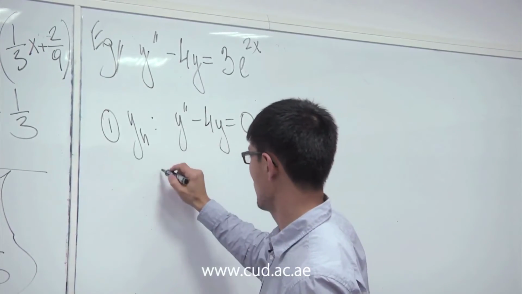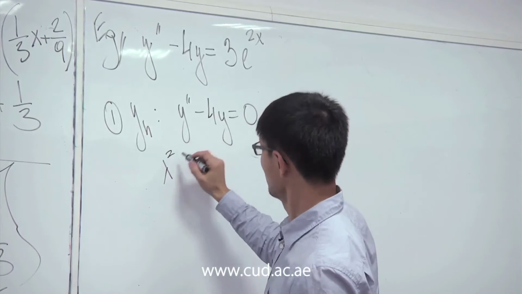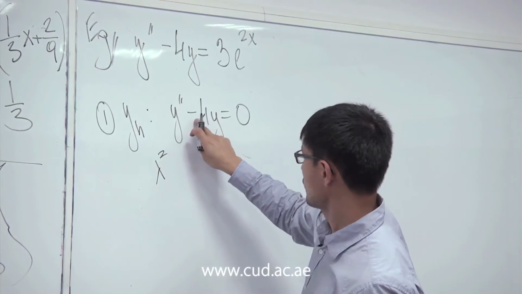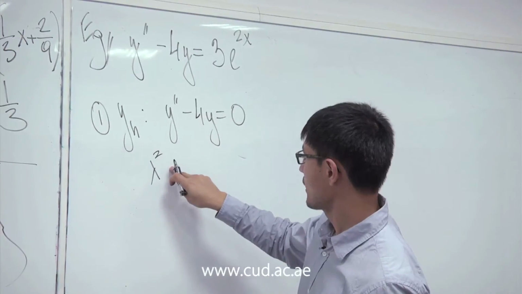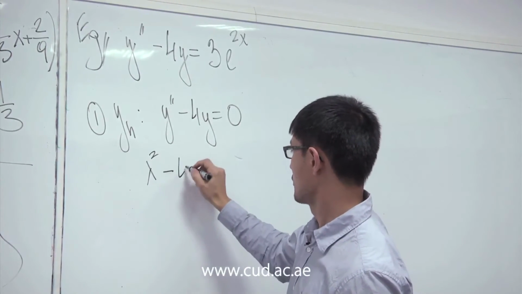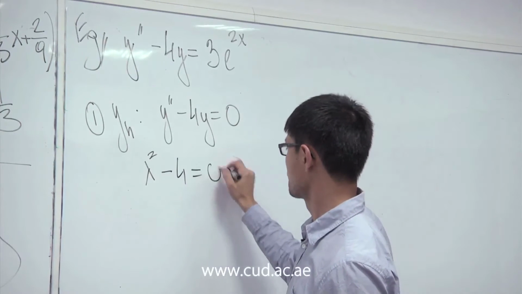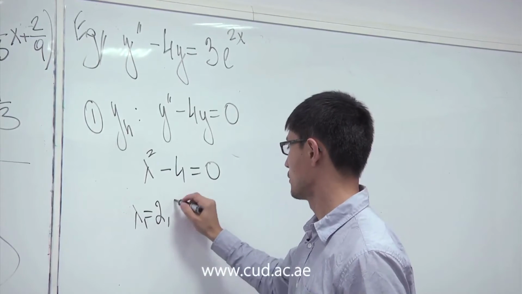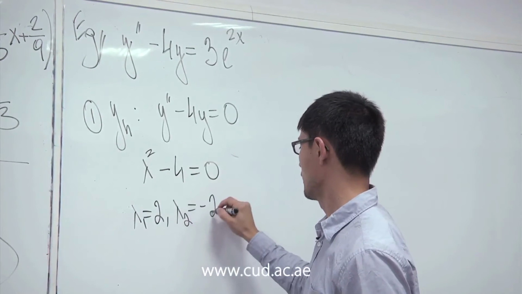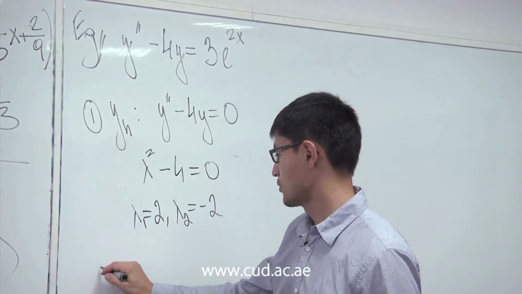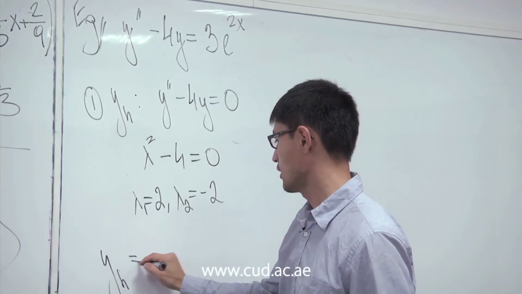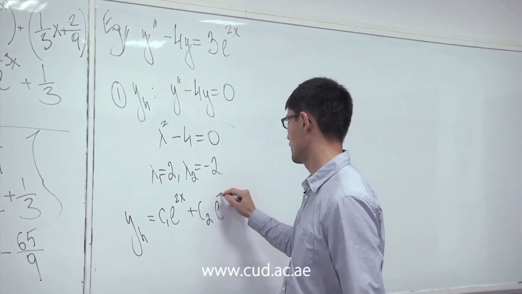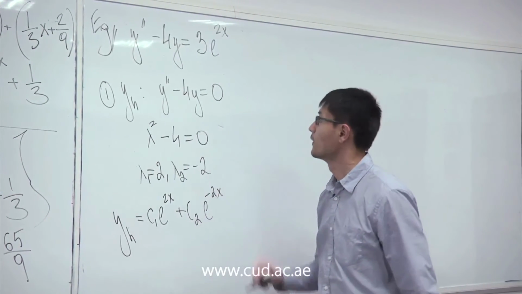To solve this, we have to look at the characteristic equation, lambda squared. Now notice there's no y prime here, therefore there will be no lambda here. And we just then put negative 4. So solving this equation, we get lambda 1 equals 2, lambda 2 equals negative 2. So our solution is going to be yh equals c1 e to the 2x plus c2 e to the negative 2x.